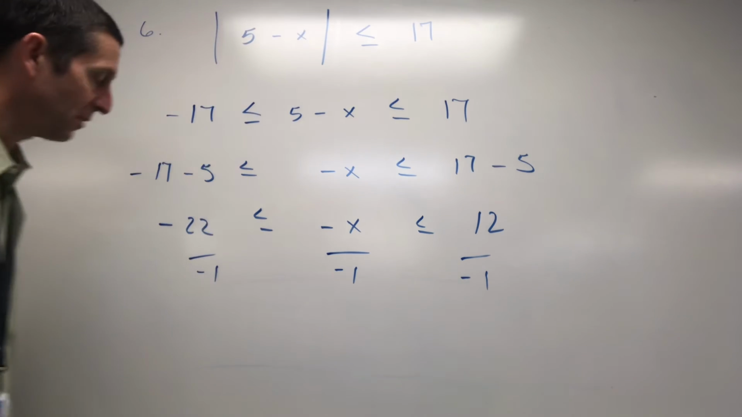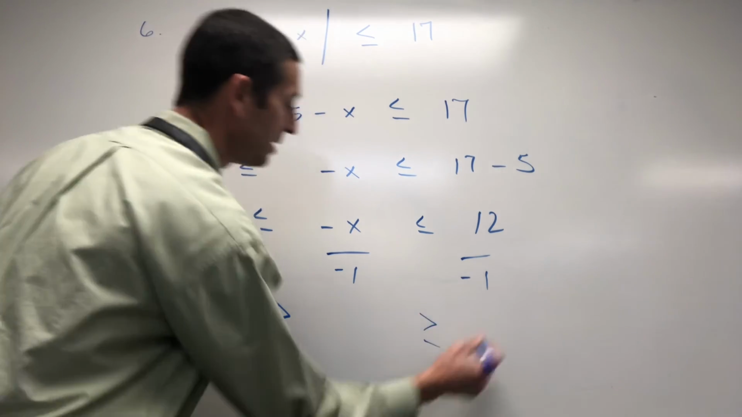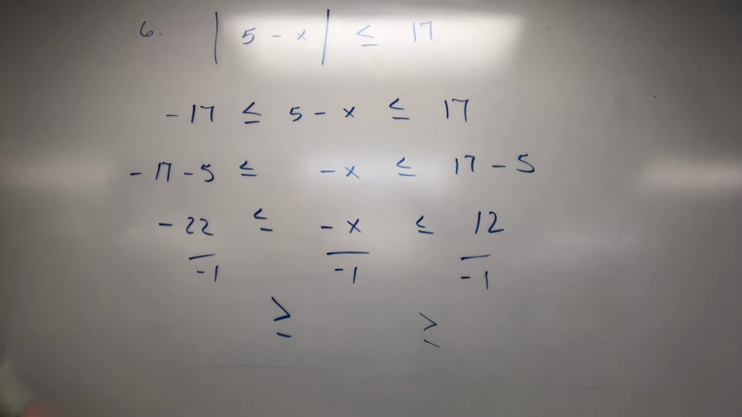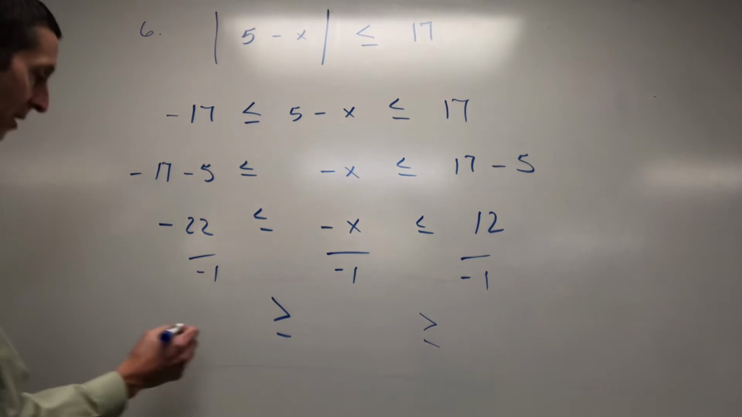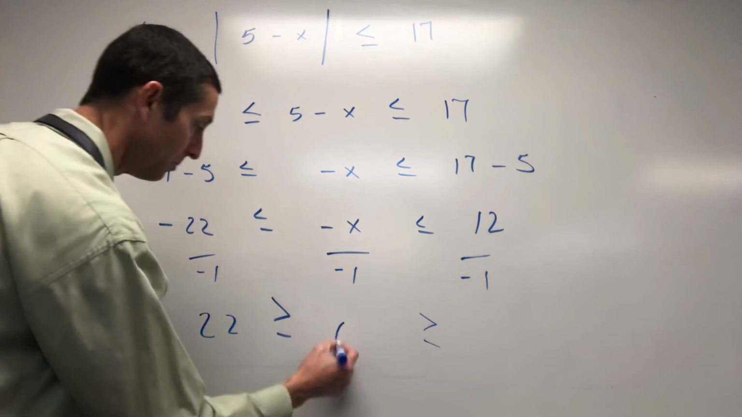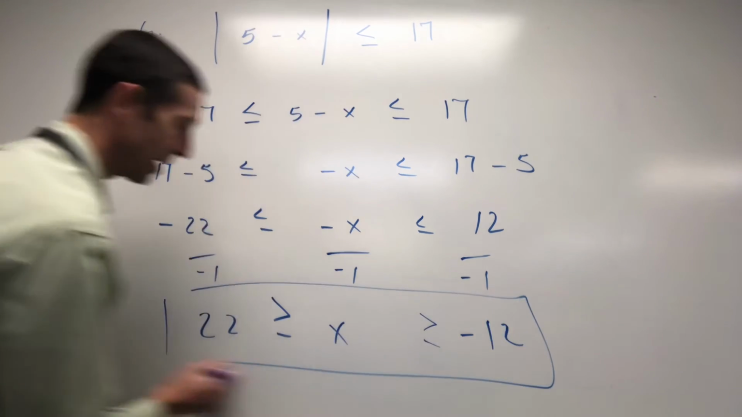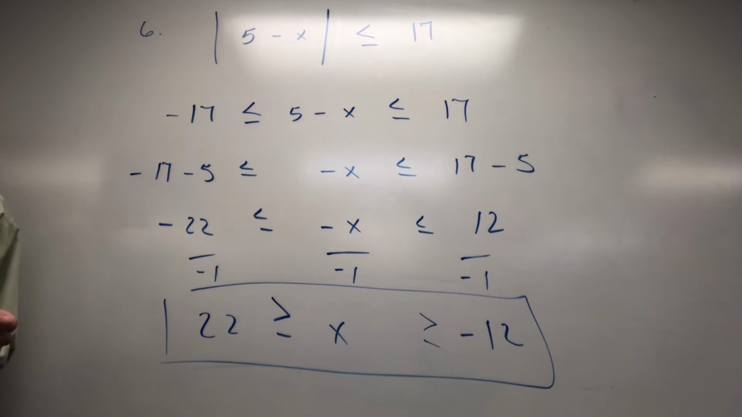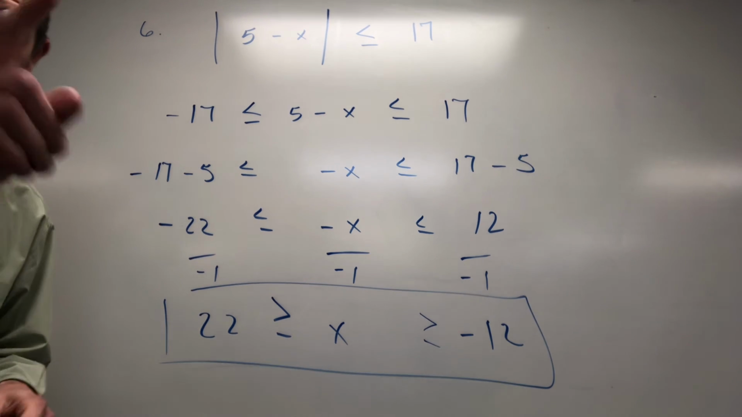And anytime you divide by a negative, these inequalities immediately change. So divide by negative, divide by negative, divide by negative, change those inequalities. Positive 22, positive x, negative 12. Bing, bang, boom. So working these absolute value problems, there are 3 different kinds: equal to, greater than, less than. There you have it.